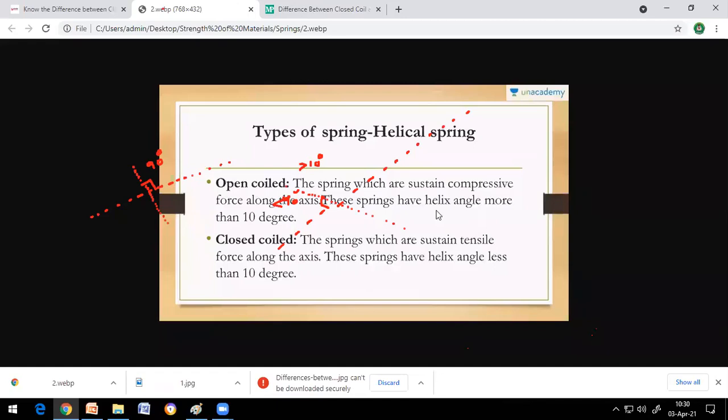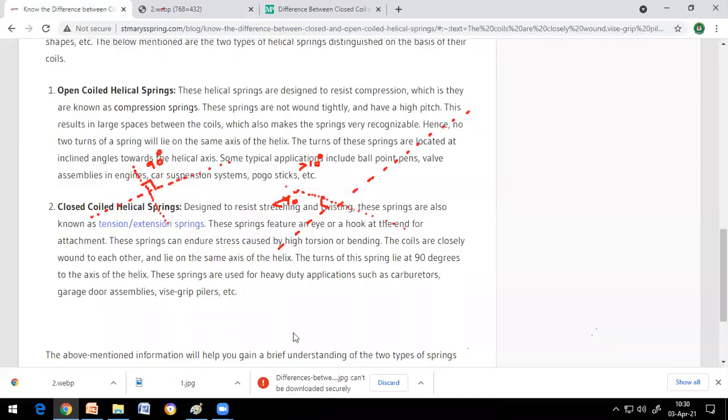Helix angle. Okay, 10 degrees ane man deniki maatladtam? Helix angle ki maatladtam, right? So the 90 degrees which we are talking about, axis of the particular spring anamata, right? So the turns of the spring lie at 90 degrees to the axis of the helix.